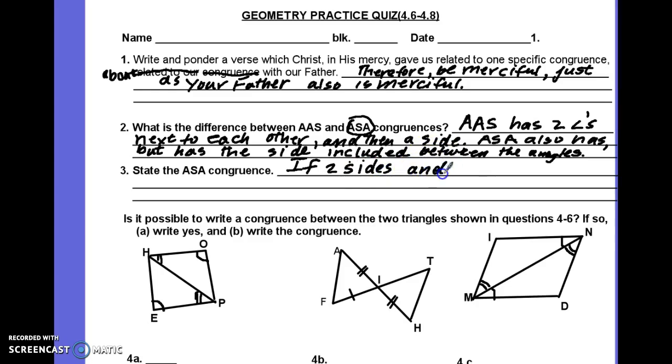and their included angle, okay, I'm just going to use some symbols here, included angle from one triangle. So that's the heartbeat of the issue here. Again, two sides and the angle between it. So that's what this is talking about.